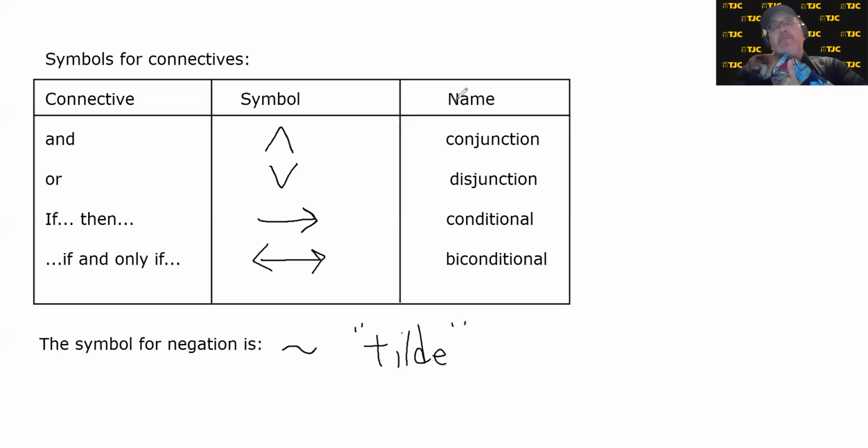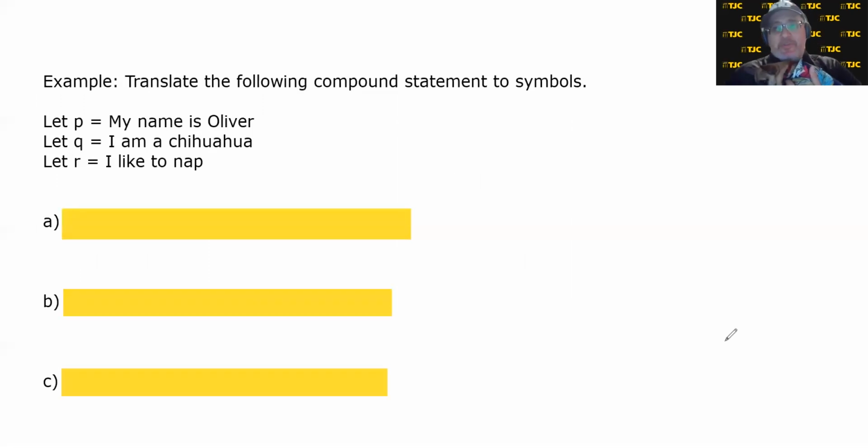So as we move forward, we're going to be seeing problems that are both presented to us in words and in symbols. But the ones that are given to us in words will have to be translated into symbols. We'll take a look at a few examples in this video, but in the next 2 videos, we'll look at some more in-depth examples. And we're going to use the same simple statements that we had before, aren't we, Oliver? Yes, we are. P, my name is Oliver. Q, I am a Chihuahua. And R, I like to nap.